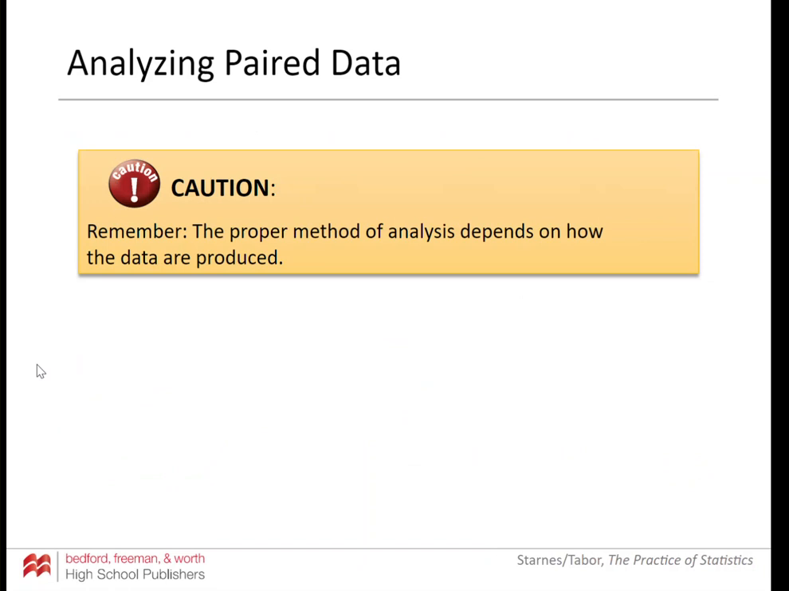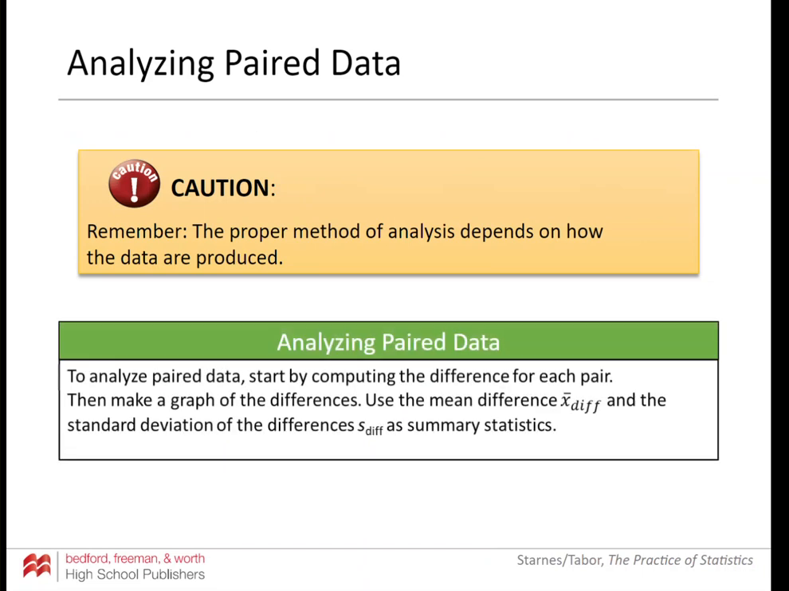Now, the method that you choose, whether you are doing a two-sample t-test or a paired t-test, depends on how the data are produced. To analyze paired data, start by computing the difference for each pair. Then make a graph of the differences, and you are going to use the mean difference and the standard deviation of the difference as your summary statistics.